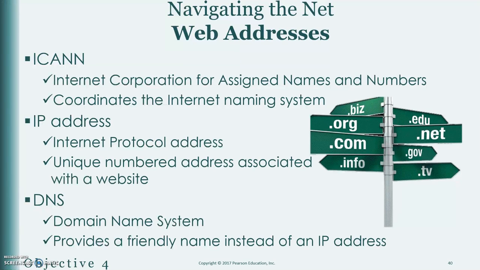IP addresses. Every single time you connect to the internet, your computer is assigned a unique identification number. And this number is called an IP address, or an Internet Protocol address. It's 4 sets of numbers separated by periods. So, for example, 123, period 45, period 245, period 91. And we commonly refer to that as a dotted quad or a dotted decimal.